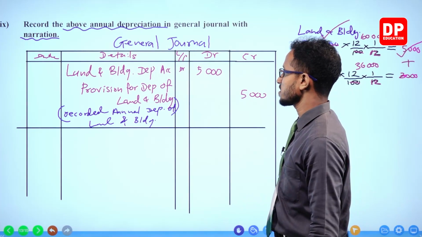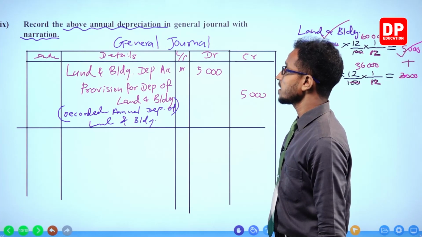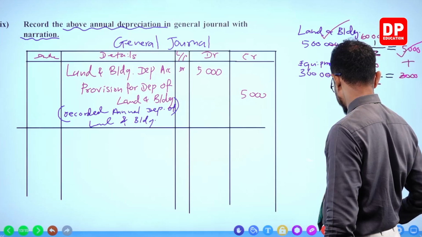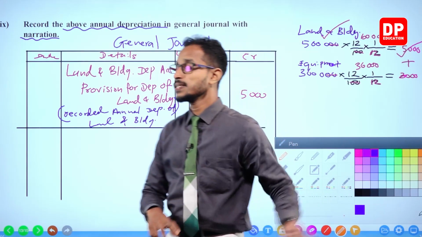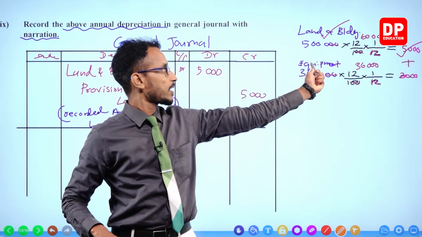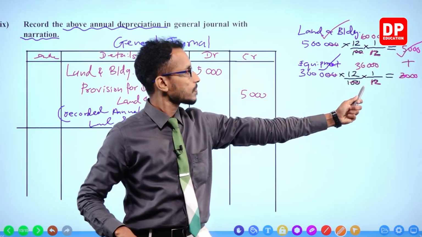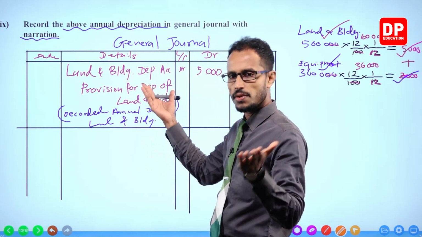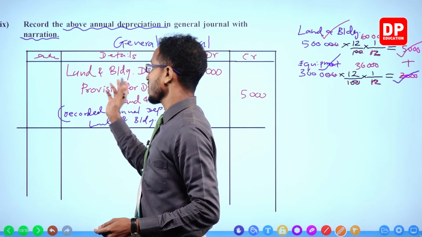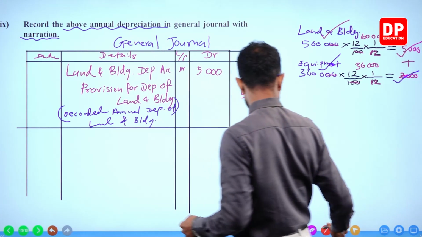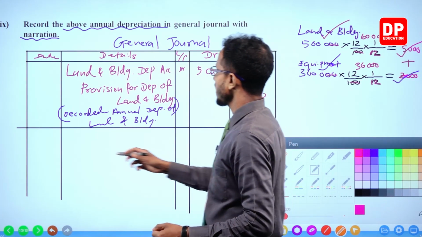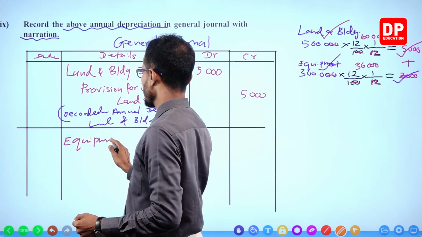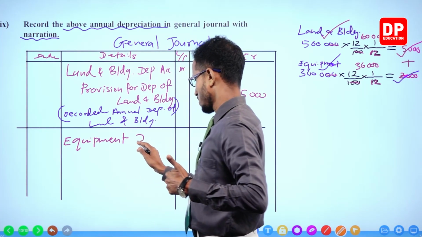Okay, that is the first depreciation recorded in the general journal, land and building depreciation. Second depreciation is this. What is it? Equipment depreciation, 3,000. Same double entry. Instead of land and building, you write equipment depreciation. Equipment depreciation account, debit.